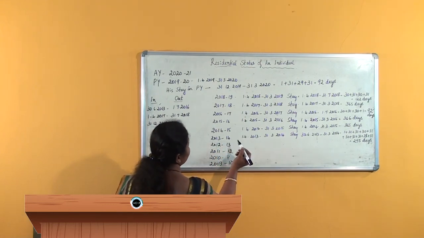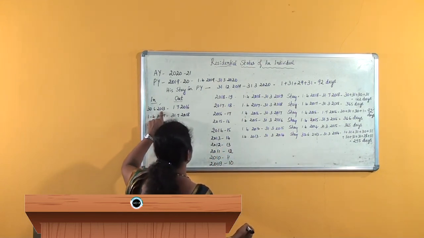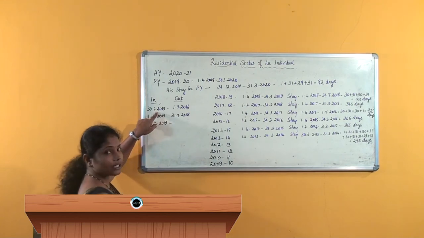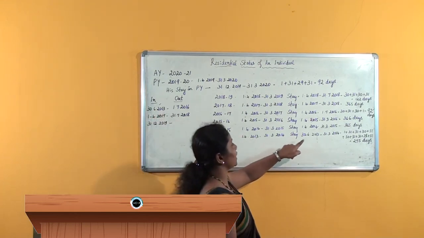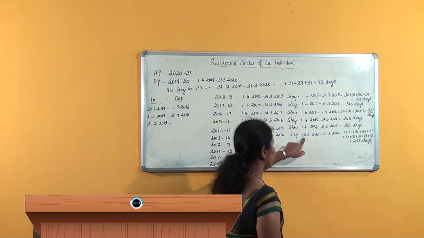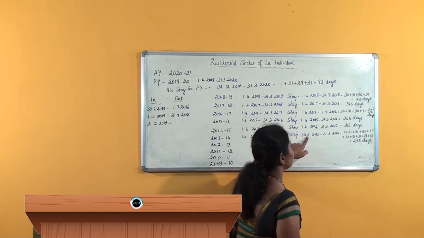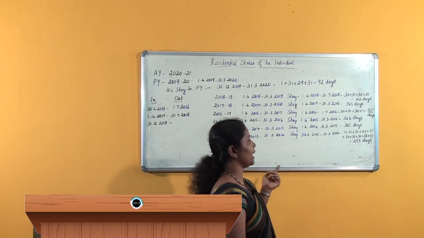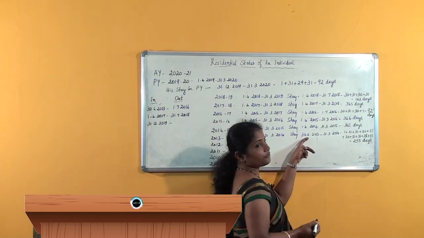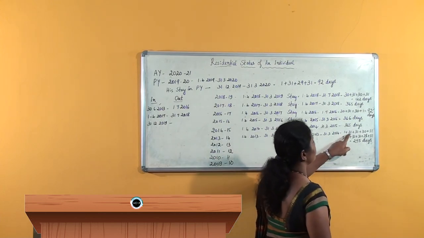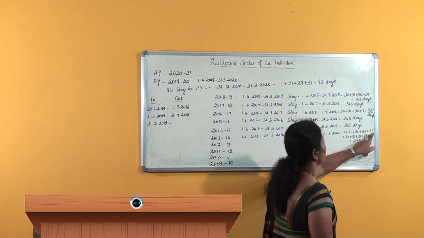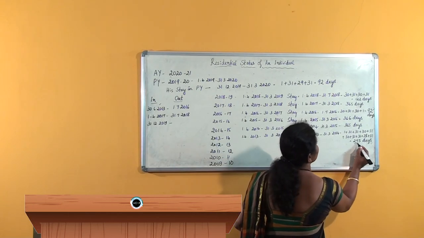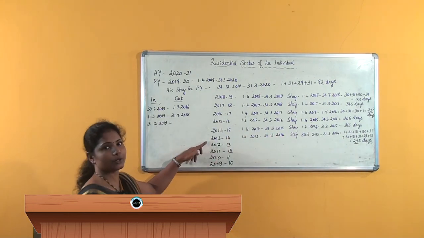In the year 2013-14, which commences from 1st April and ends on 31st March 2014, he comes to India for the first time on 30th June 2013. So his stay in India in this financial year commences from 30th June 2013 and ends on 31st March 2014. For how many days was he in India in this year? One day in the month of June, on the day of arrival, then July 31, August 31, September, October, November, December, January, February, March, 31 days. So total 275 days he was in India in the year 2013-14.